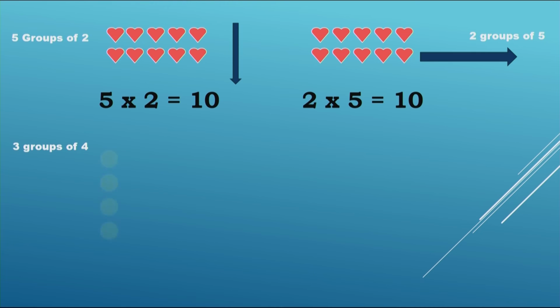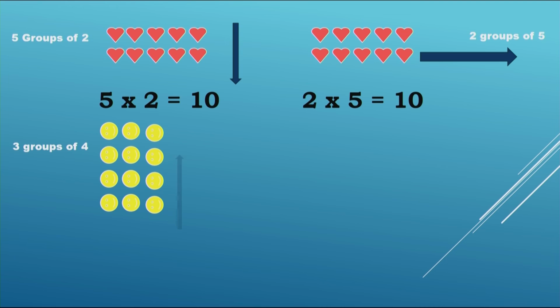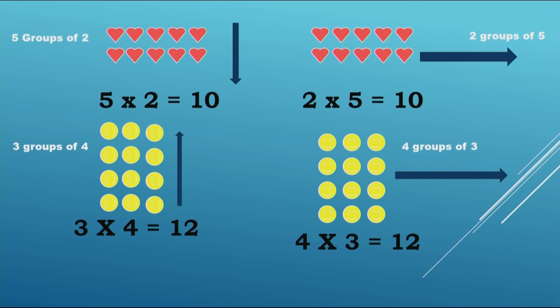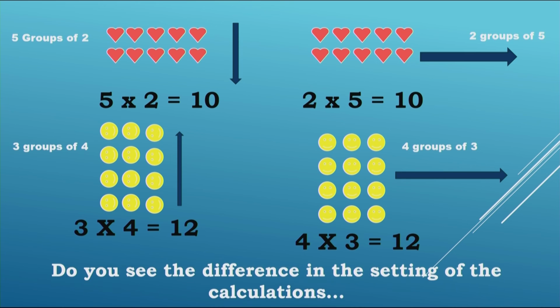3 groups of 4. Now that's one group of 4, 2 groups of 4, 3 groups of 4. And you see how it's set. 3 multiplied by 4 equals 12. 4 groups of 3, 1 group of 3, 2 groups of 3, 3 groups of 3, and 4 groups of 3. And that's how it's set. And this is your calculation written down. 4 multiplied by 3 equals 12. Do you see the difference in the setting of those calculations? Well, if you do, very good. If you don't, you might have to go back and rewind and see how it is all set out for you.